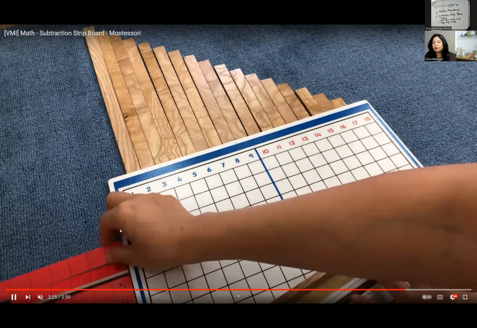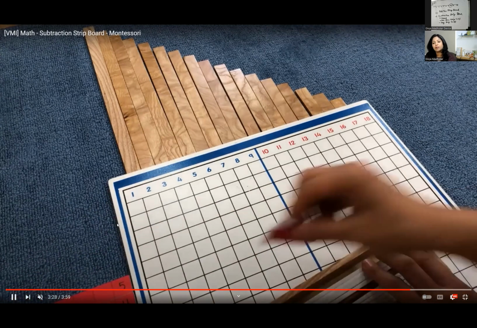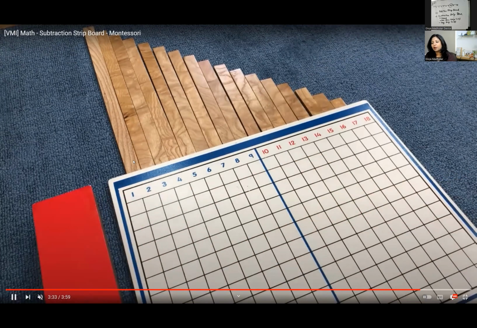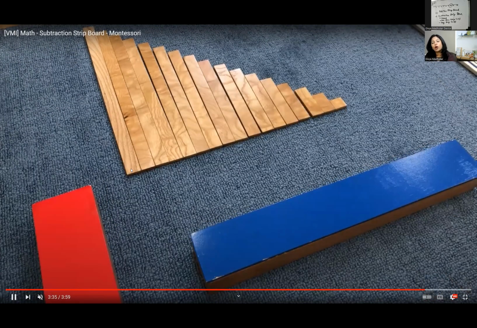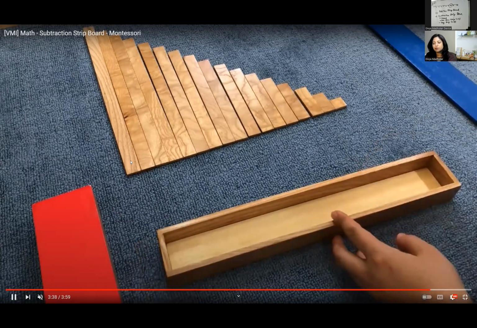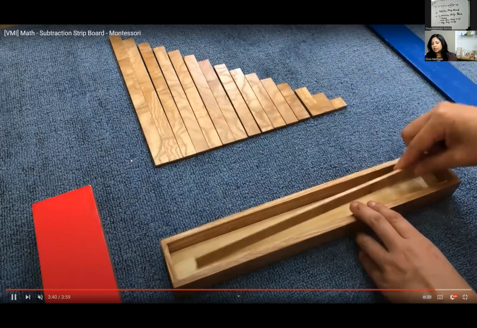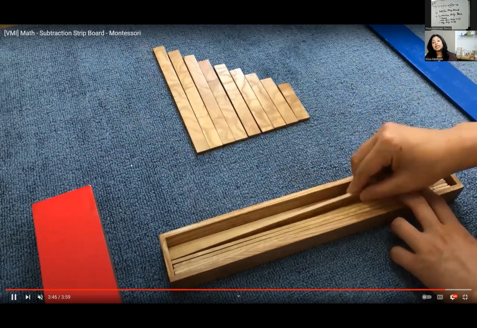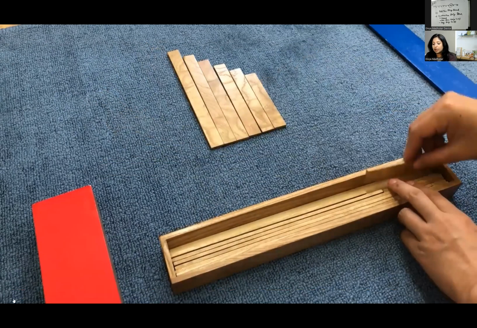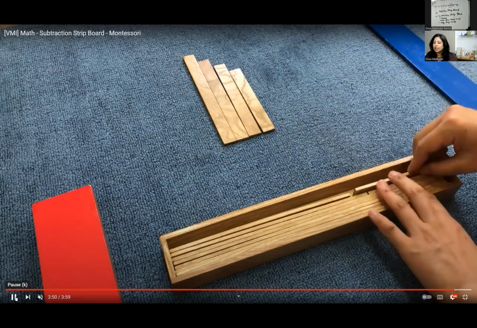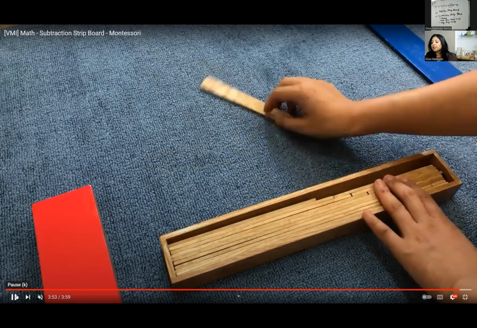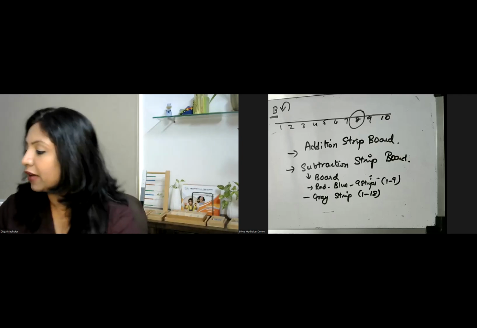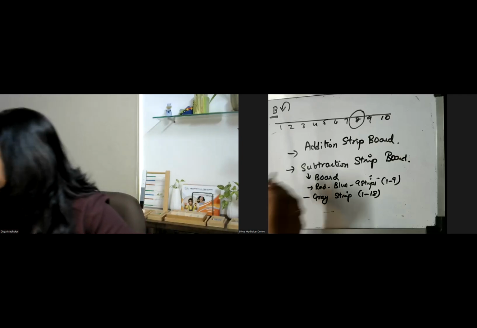So keeping back is also an activity for you. You take up the first largest strip, then the next smallest, next largest, next smallest, and keep it into the shelf. Similarly, you go with your gray strips also. So closing an activity is also equally important and essential in our classes. This is how we work on subtraction using our Montessori subtraction strip board.